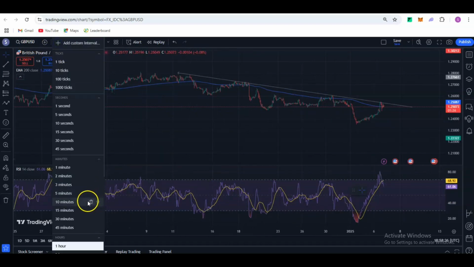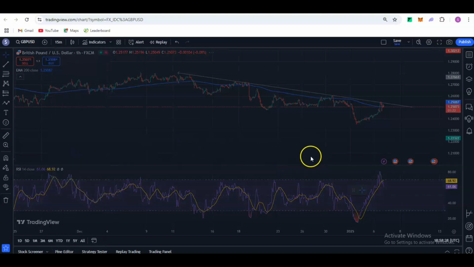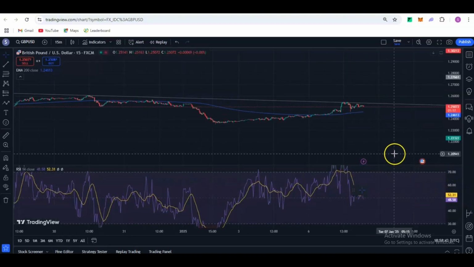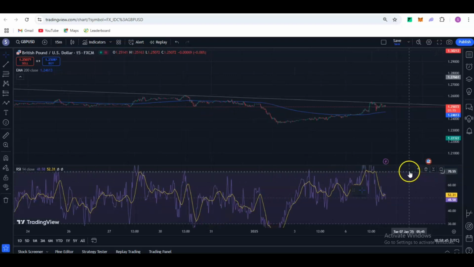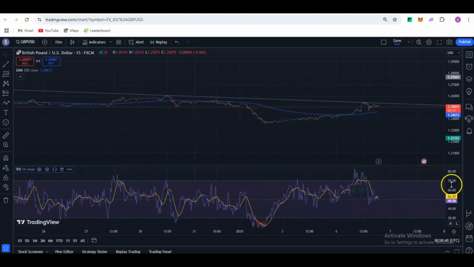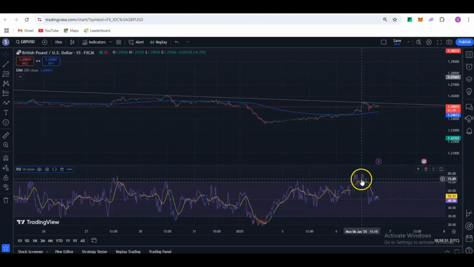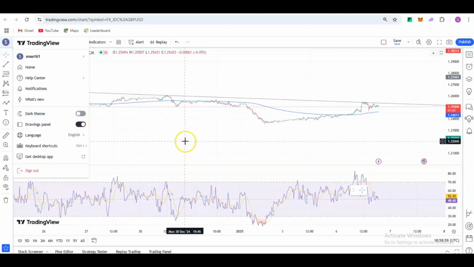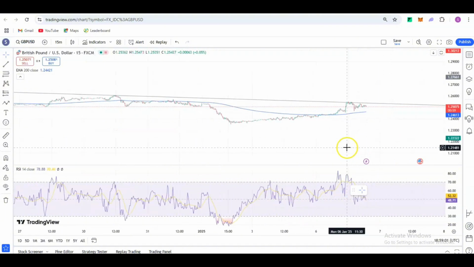You can go to the 15 minutes time frame. I don't know if the dark theme is okay or the white is okay, but I'm going to turn it back to white because this is affecting my face already. So you can see overbought, oversold, and that is it. Let me change this back to white. Let's use the light theme. So that is how it is.